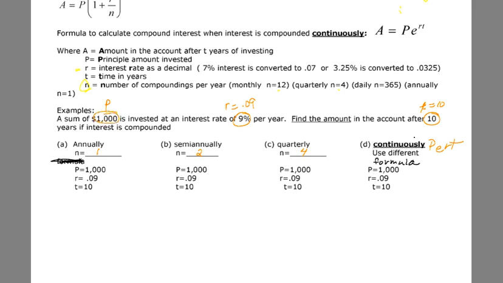Otherwise, if it doesn't say continuously, we need to use the longer version. So I have to use A equal P times 1 plus R over N raised to the NT power. But I know all my information, so all I have to do is plug it in. 1,000 times 1 plus the interest rate, 0.09. N is 1 to the 1 times 10 power, 1 times t. Then we let the calculator do the rest of that.